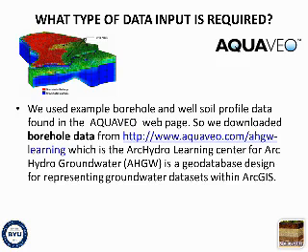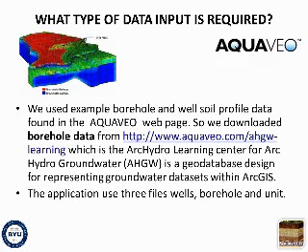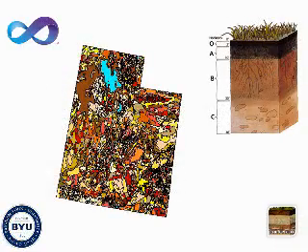This is from the Arc Hydro Learning Center for Arc Hydro Groundwater, which is a geodatabase designed for representing groundwater datasets within ArcGIS. And the application uses three files, which are called wells, borehole, and unit. And soils are quite complicated, as you can see in this map of soils for Utah.